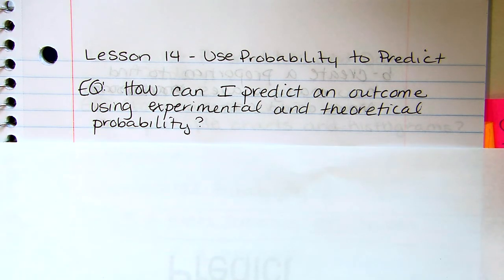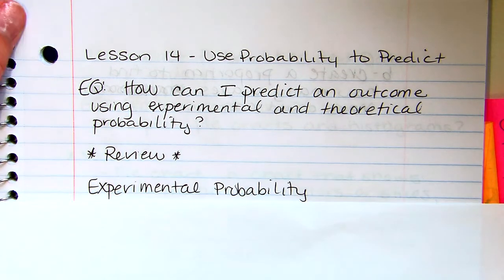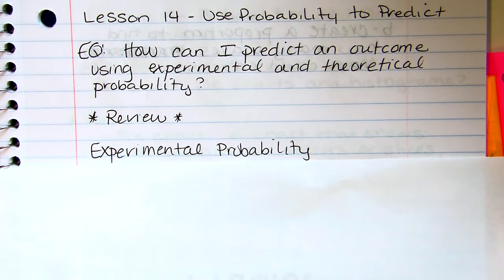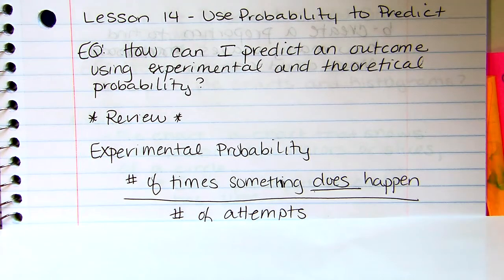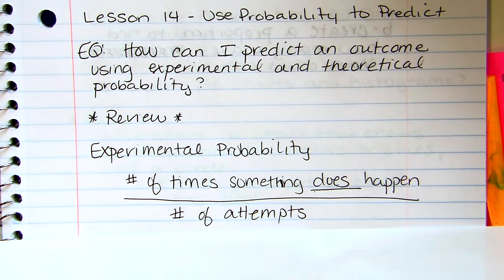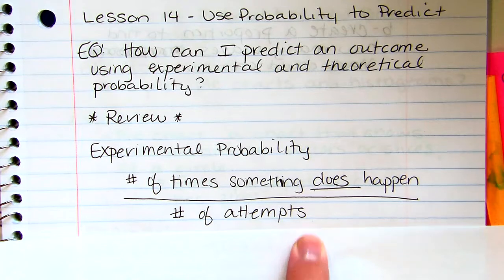Now, in lesson 13, we talked about the two different types of probability. The first is experimental. Experimental is the probability ratio of the number of times something does happen over the number of attempts. So when we're doing an experiment in science and we hypothesize that we're going to flip a coin 20 times, and out of that 20 times I'm going to get heads 10 times, when I actually go through that process and I figure out how many times I actually do get heads, that's going to go on top, and that 20, the number of attempts, is going to go down below.